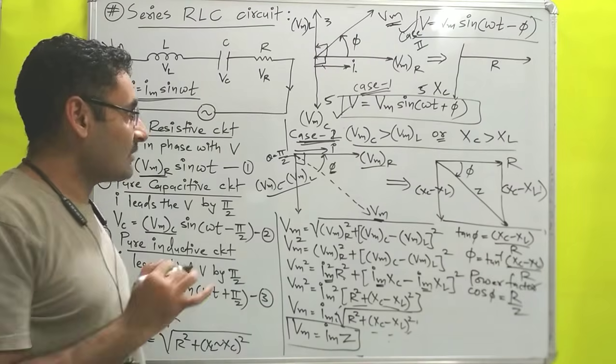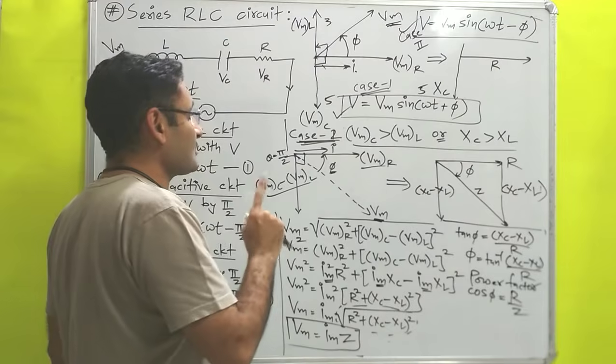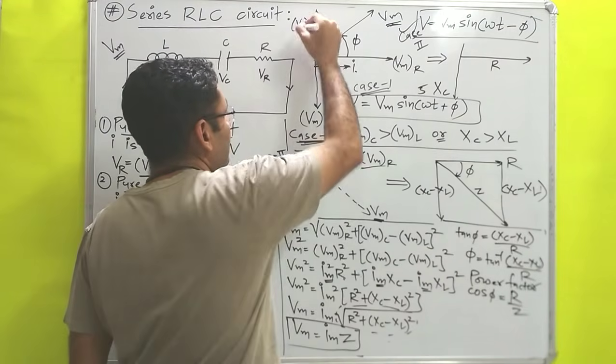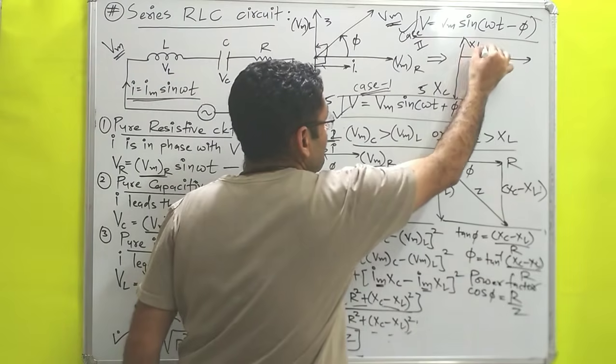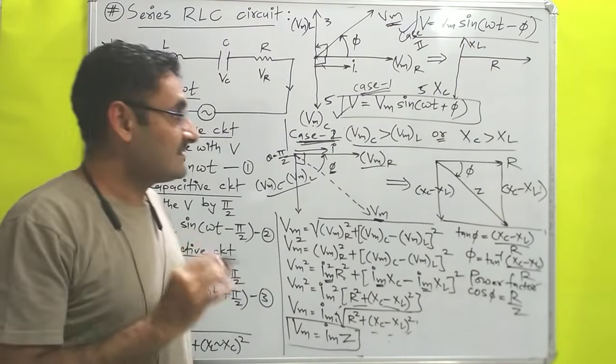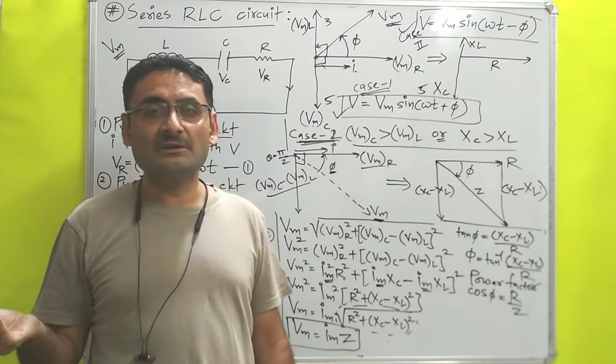So now I would like to end this video. The third case is still there, in which we will consider that VML is equal to VMC, or XL is equal to XC. That is the case of the resonance condition. For that purpose I will prepare the next video, in which we will understand the RLC resonance.